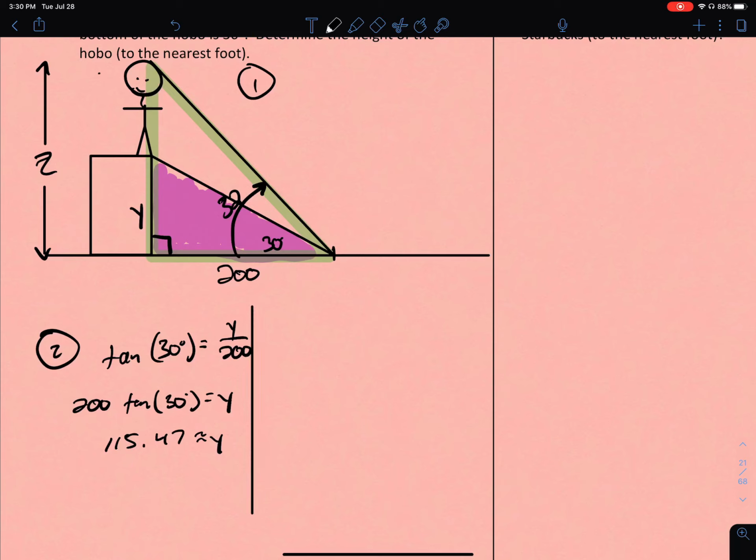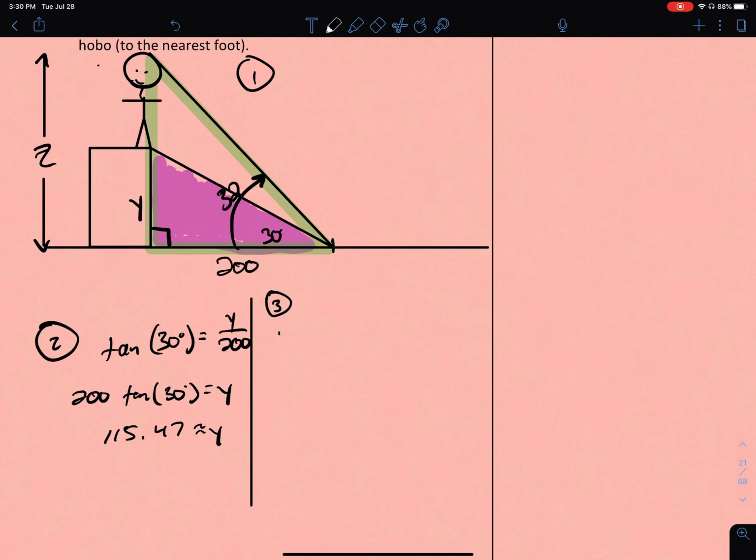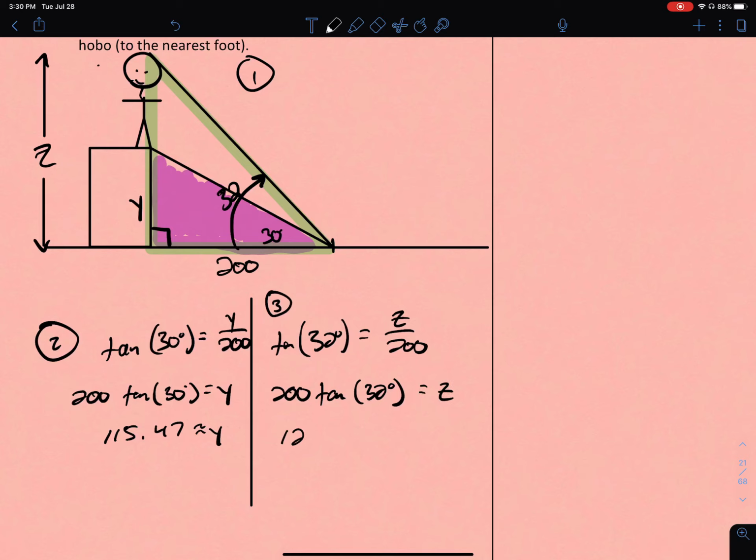Figure out what z is, that's the height of the green triangle. Call this step 3. Tangent of 32 degrees is z over 200. Therefore, 200 times tangent of 32 degrees is z. If you put that in your calculator, you get 124.97.